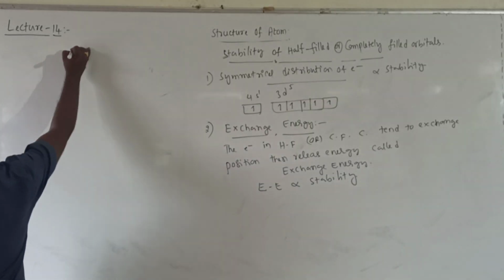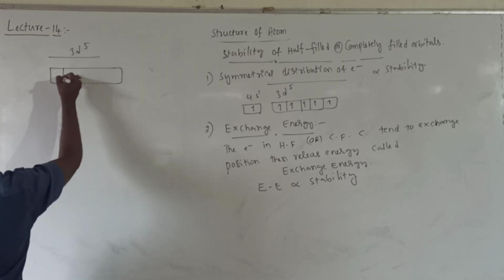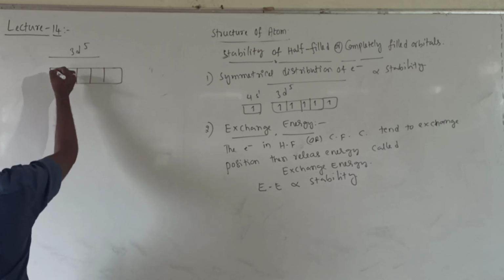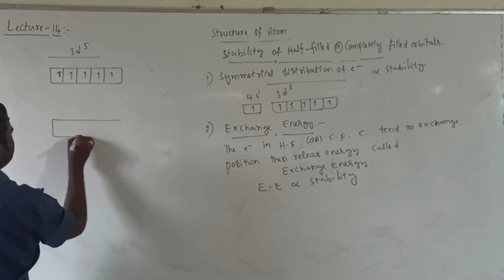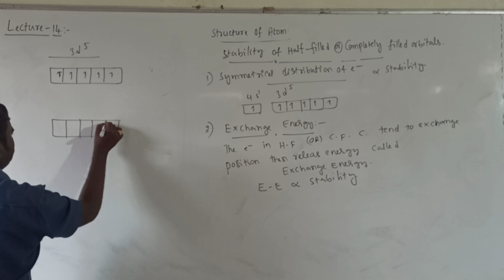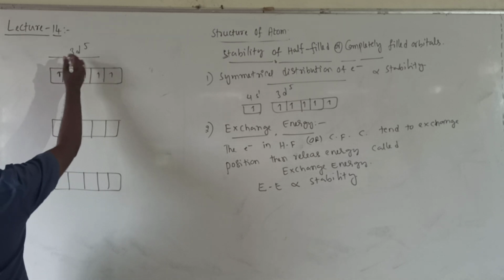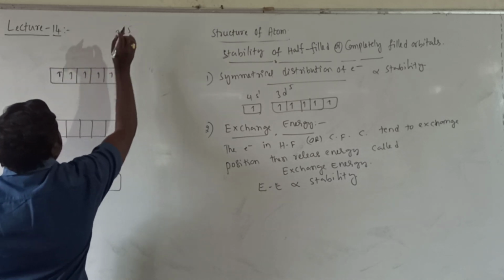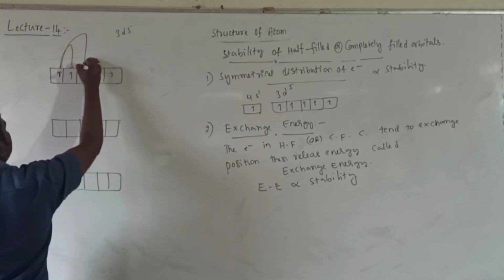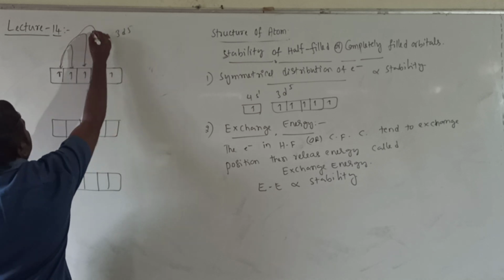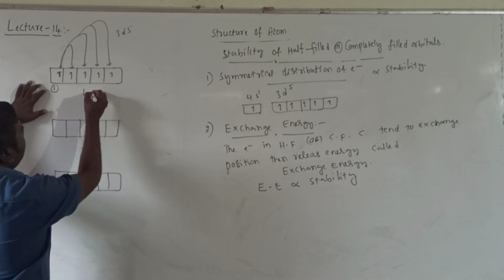Okay, 3d5 configuration. d5 means there are 5 electrons in d orbitals. 1, 2, 3, 4, 5. So this electron can exchange in the 3d5 configuration. Exchange from here to here, and here to here, and here to here, and here to here. So for the first electron, there are 4 exchanges.